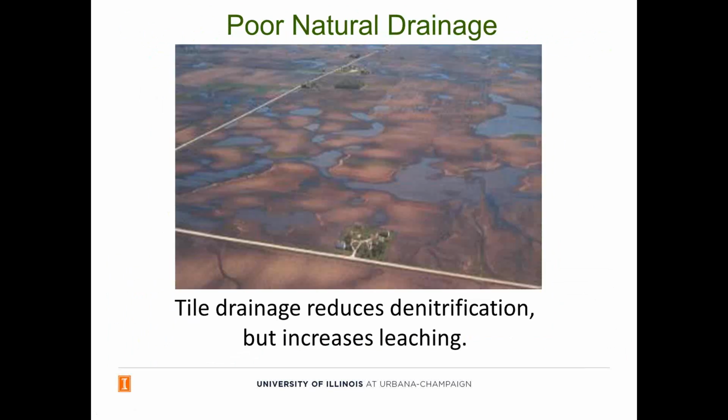Here's a photograph from the 90s when we had a 5-inch rainfall, and just to document or demonstrate how poorly drained our soils are. And so all of this kind of land is tile drained, and now we've moved to pattern drainage. But I think of all this drainage as reducing denitrification, but increasing the leaching potential.